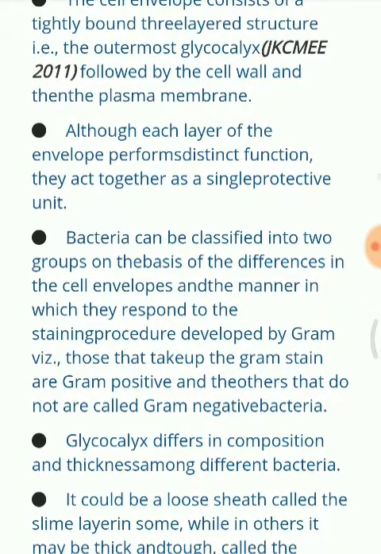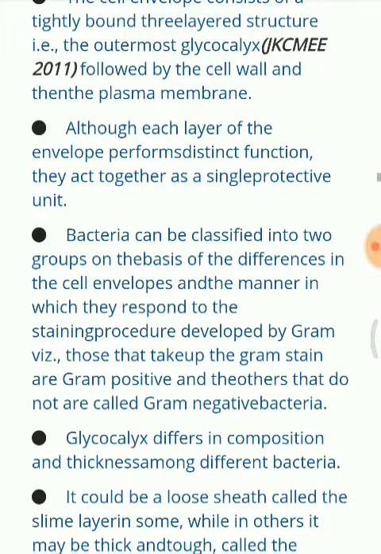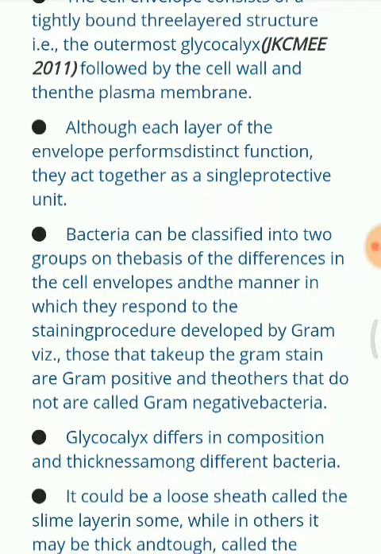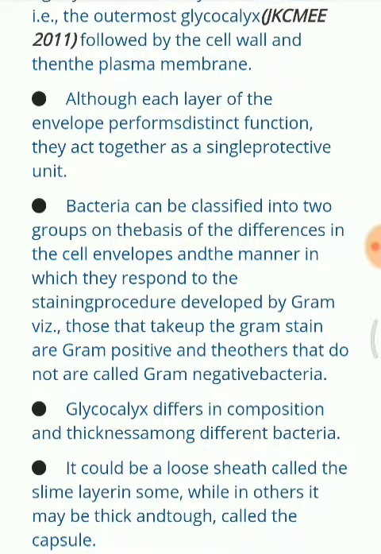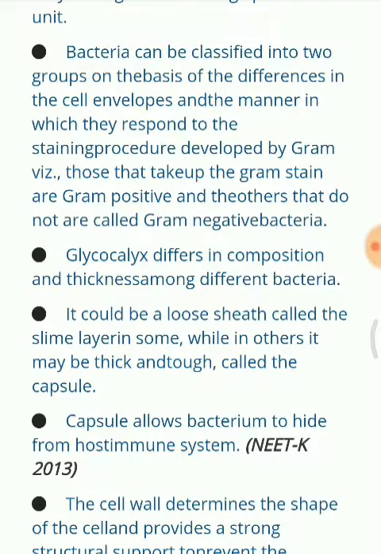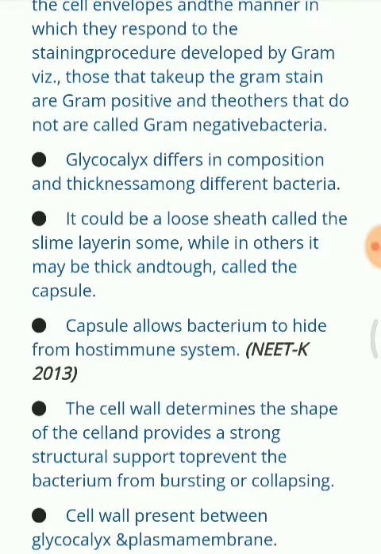Bacteria can be classified into two groups on the basis of the differences in the cell envelopes and the manner in which they respond to the staining procedure developed by Gram, namely those that take up the Gram stain are Gram positive and the others that do not take it up are Gram negative bacteria. Glycocalyx differs in composition and thickness amongst different bacteria. It could be a loose sheet called the slime layer in some, while in others it may be thick and called the capsule.